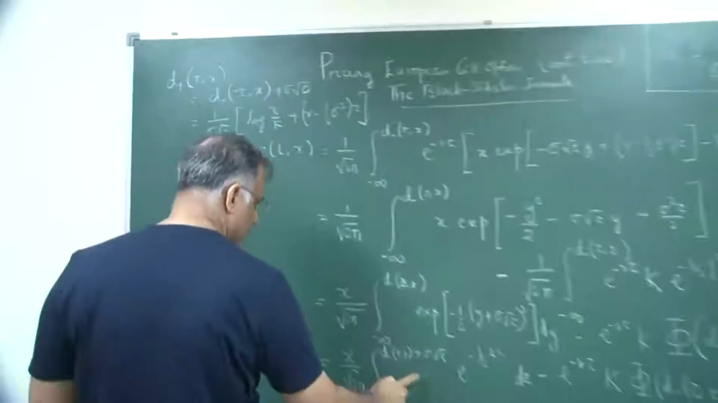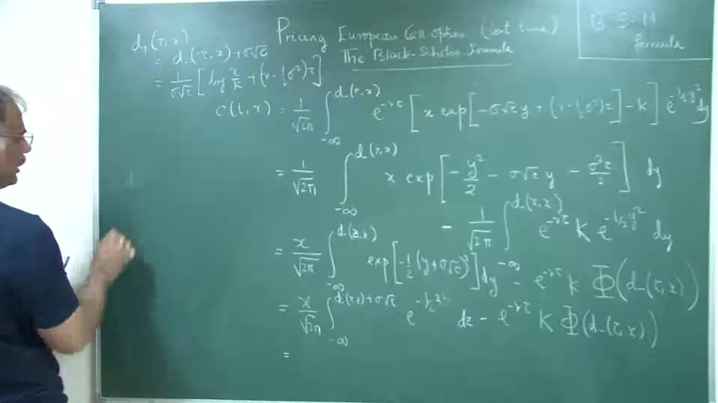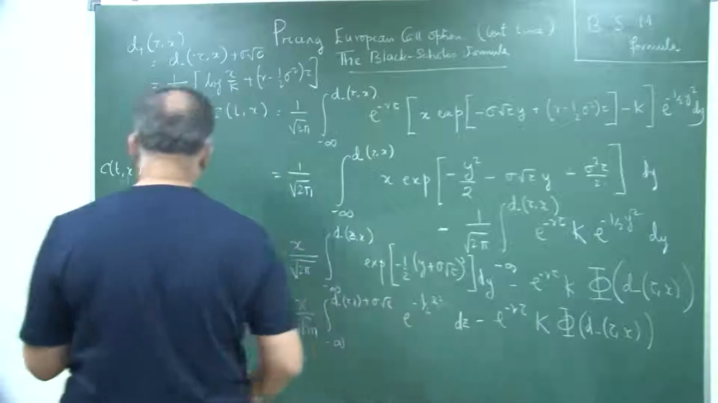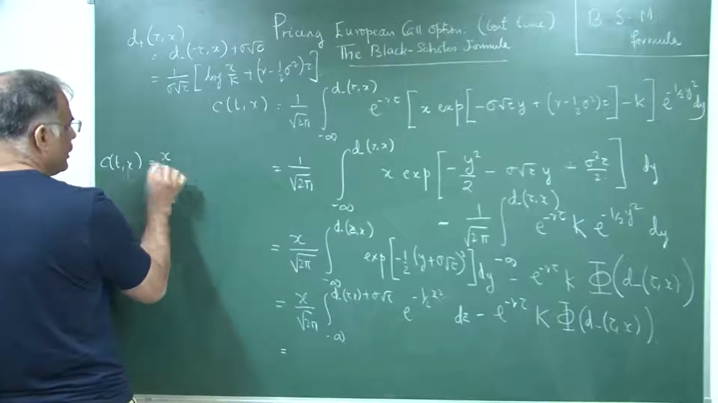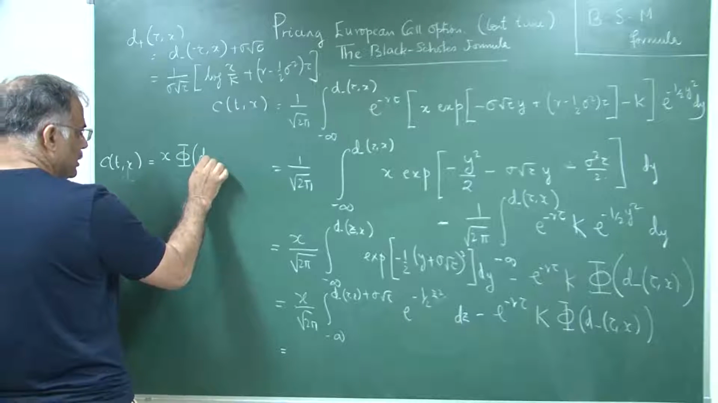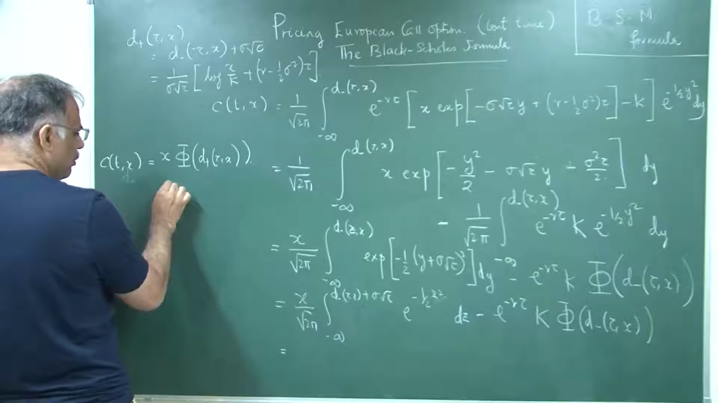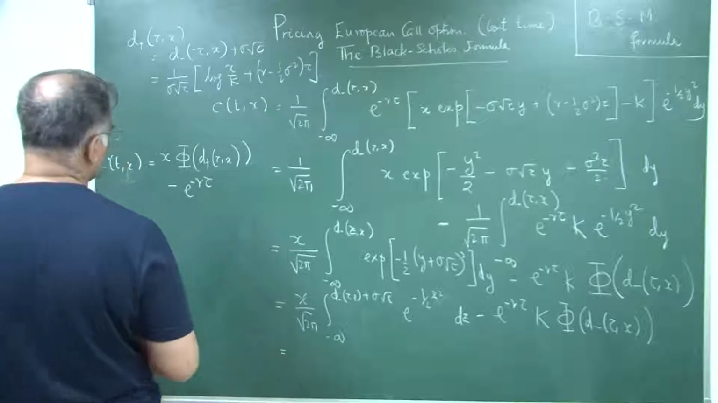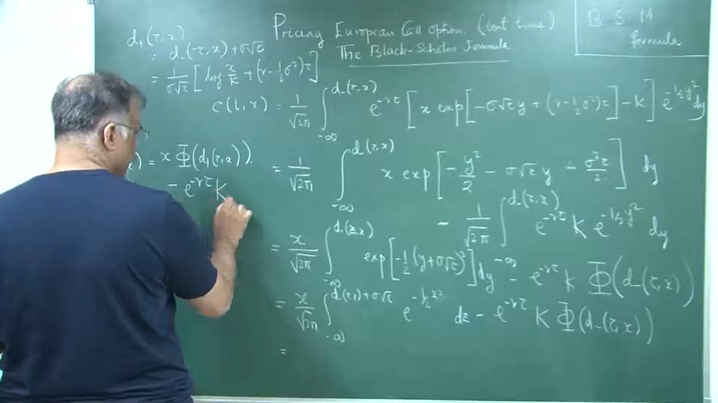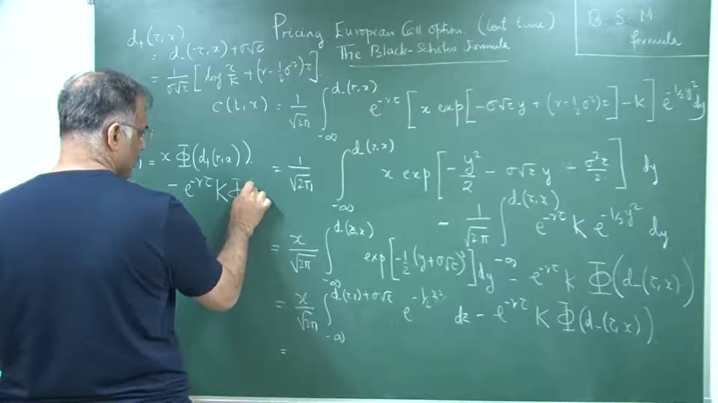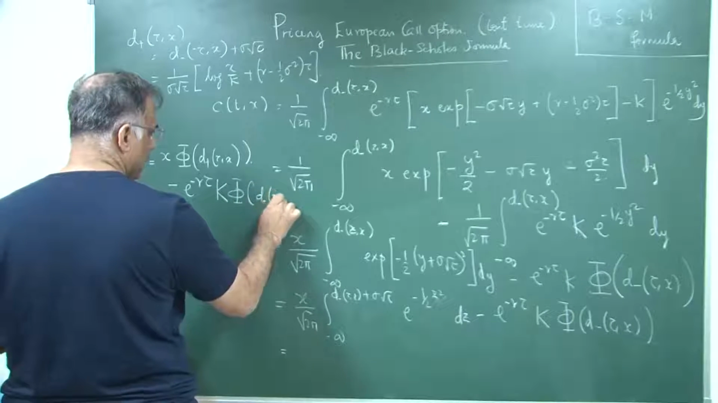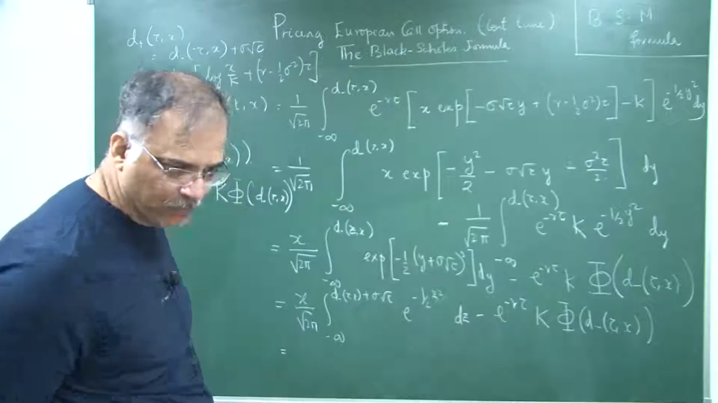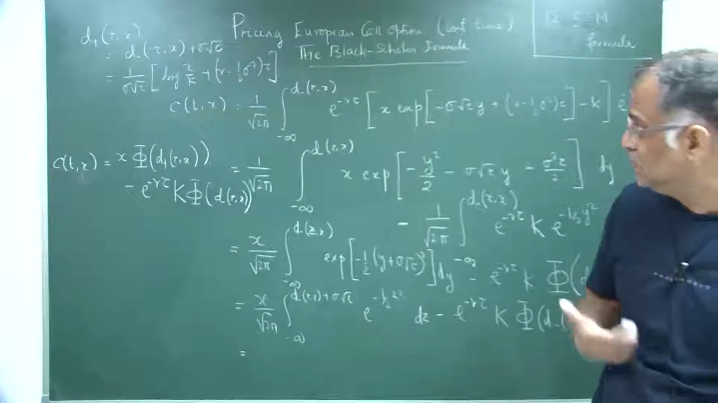So, what I can write, if I write it in this way, is finally C of tau x. This is nothing but again the distribution function of the standard normal distribution, x is of course outside, x of phi of d plus tau x, minus e to the power minus r tau k phi of d minus tau x. So, this is exactly the Black Scholes formula, and we are at the end of the course.